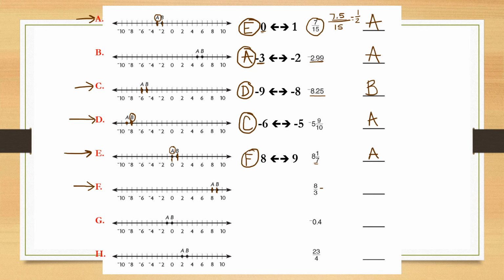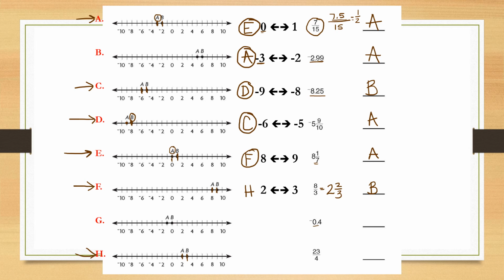8/3 we should reduce first, which is 2 and 2/3. 2 and 2/3 falls between 2 and 3 on the number line. We can find these points plotted on number line H. Here is 2 and here is 3. 2 2/3 is closer to 3 than it is to 2, so that is point B.